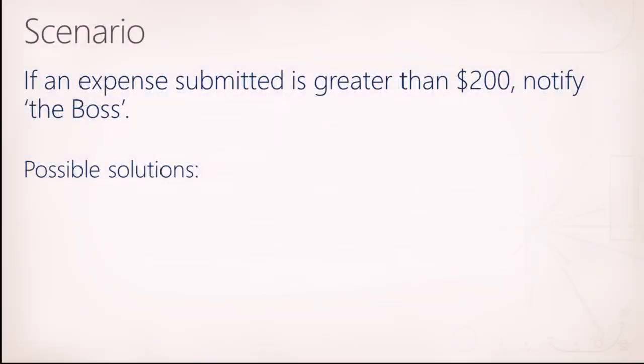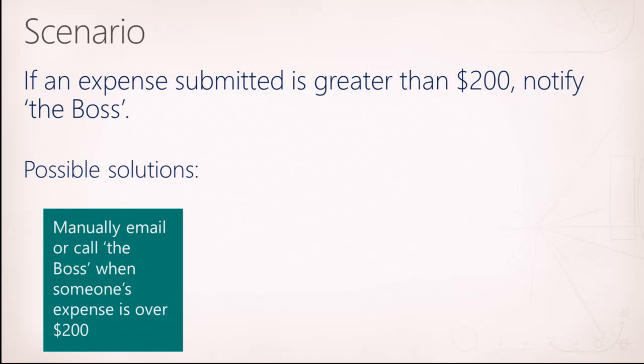Now, if an expense submitted is greater than $200, notify the boss. Okay? I'll play the boss in this case. It's cool to be the boss sometimes. All right. Possible solutions over here. Manually email or call the boss when someone's expense is over $200. That's, once again, not going to happen.